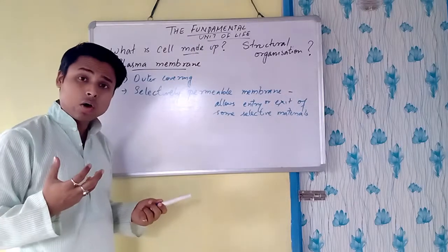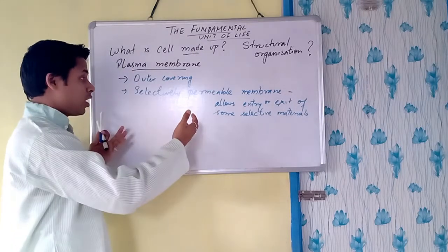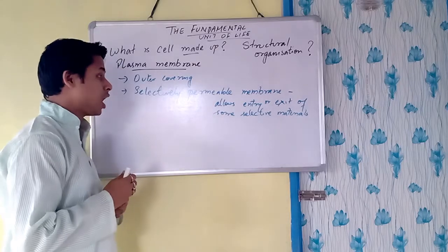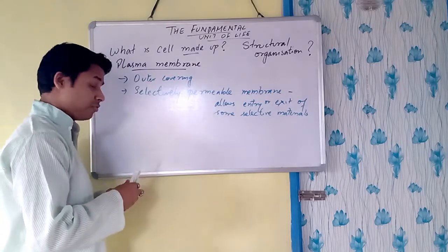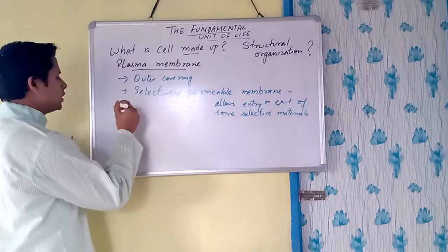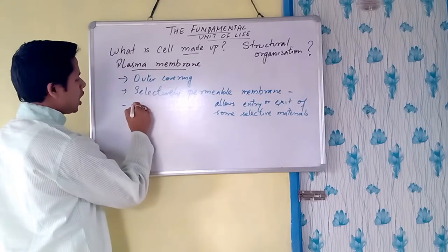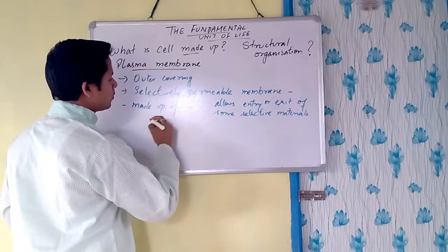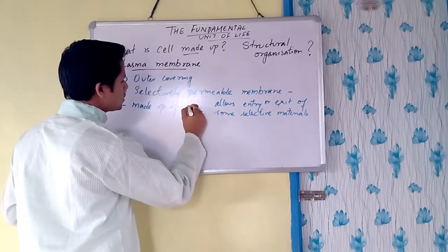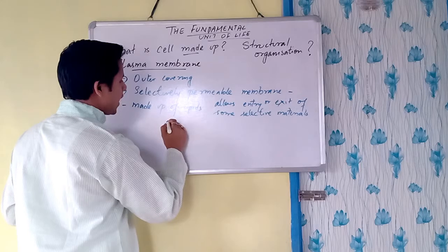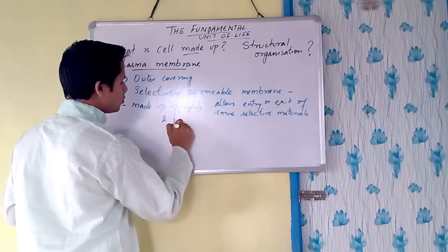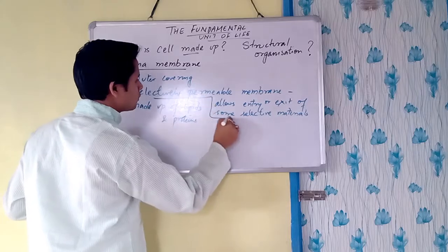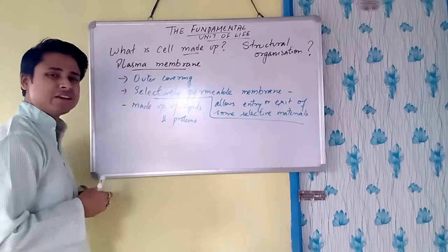So what is the structure now? How does this structure make the membrane selectively permeable? How can we say that? If we see the structure, the plasma membrane is made up of lipids and proteins. So the plasma membrane is made up of lipids and proteins.